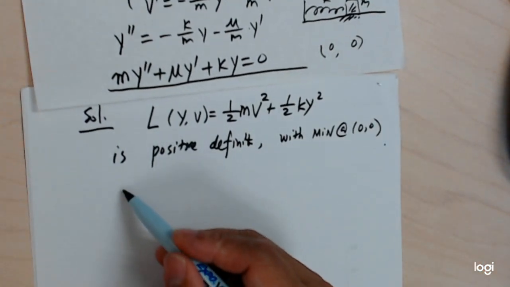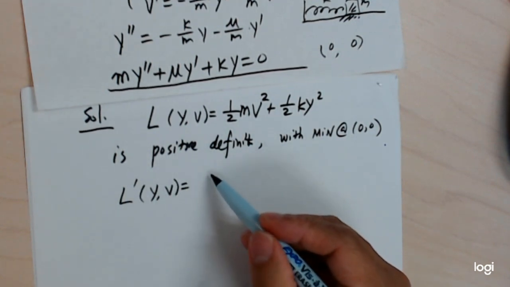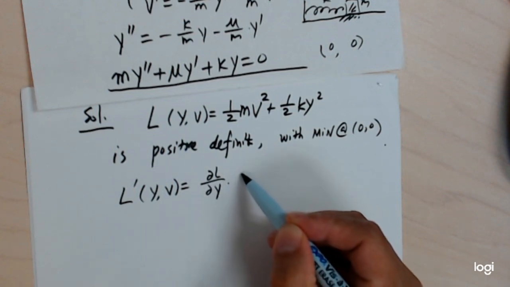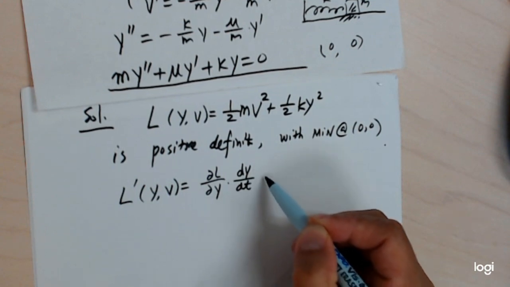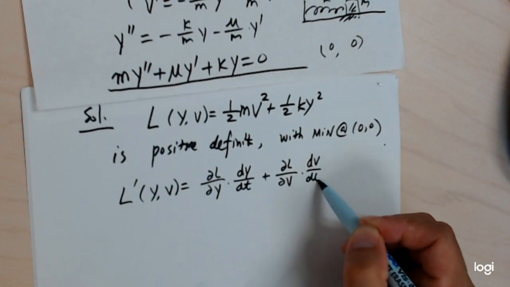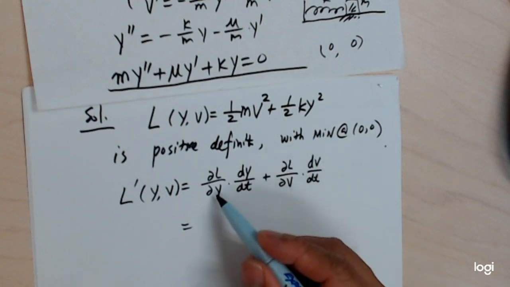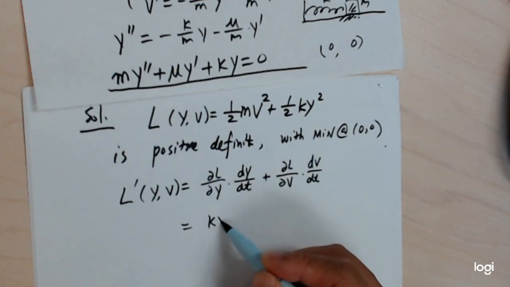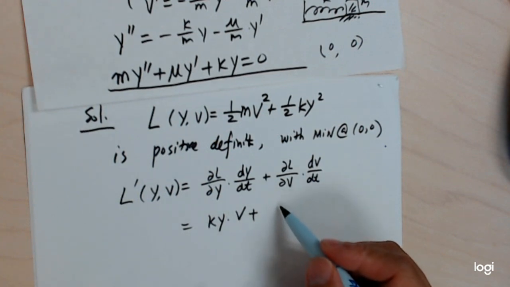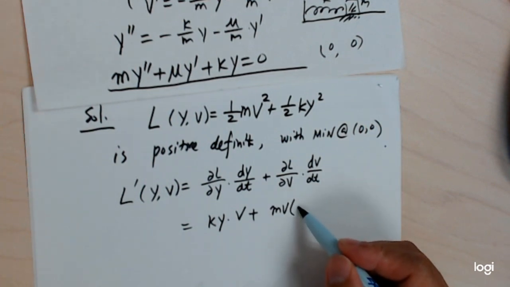Now let's go ahead and calculate the time derivative. That's not too hard to calculate. Differentiating with respect to y, you get ky. And y prime, okay, y prime is phi. Differentiating with respect to phi, you get m phi. And dv dt is given by this term.